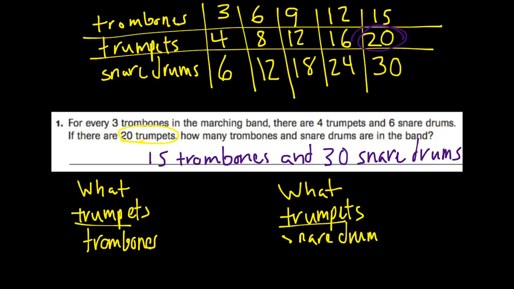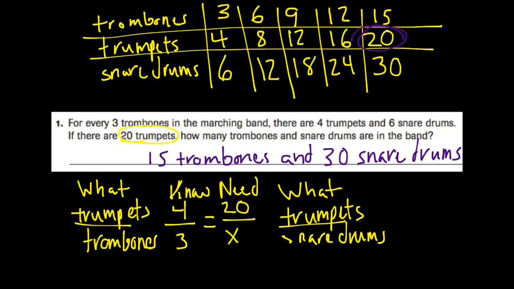So, if I was to solve it this way, I know that for 4 trumpets, there's 3 trombones, and then I need to find, if there's 20 trumpets, how many trombones. And since I know 4 times 5 is 20, 3 times 5 is 15, which is the answer that I got for trombones.